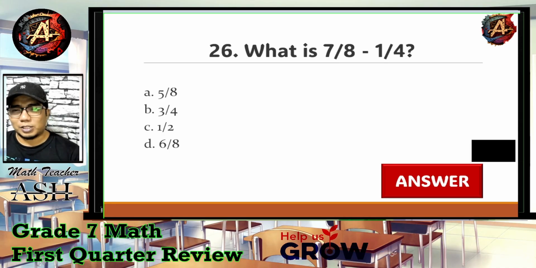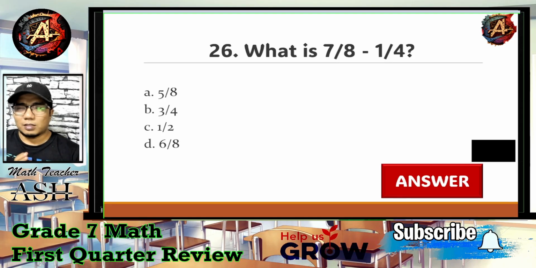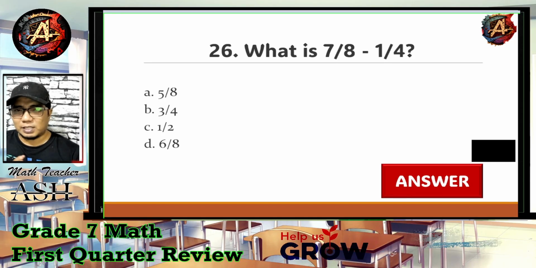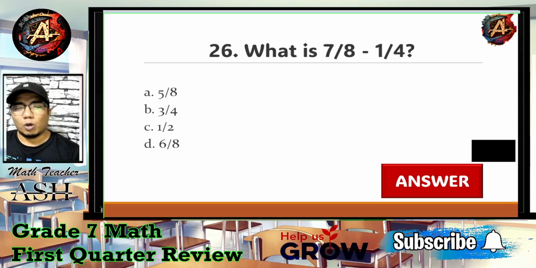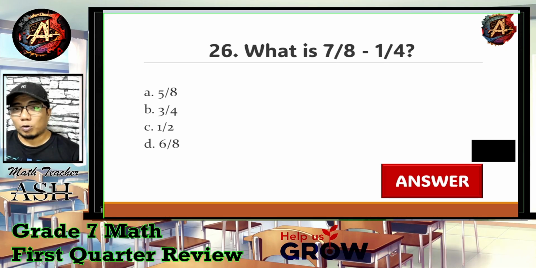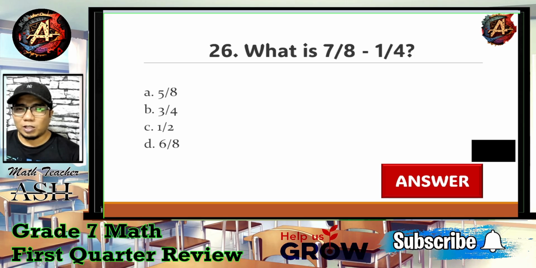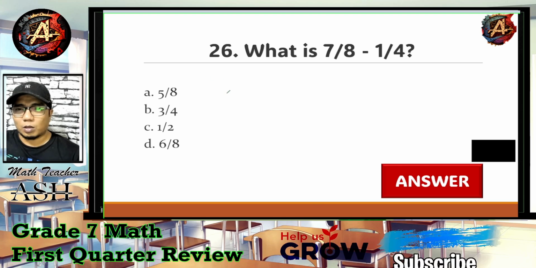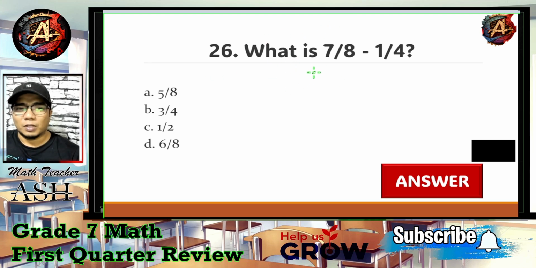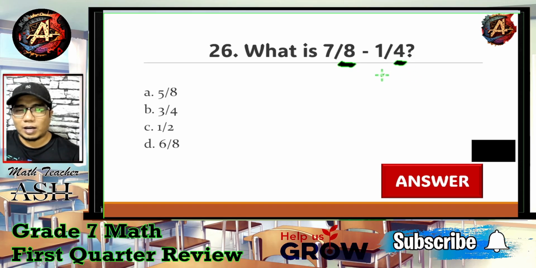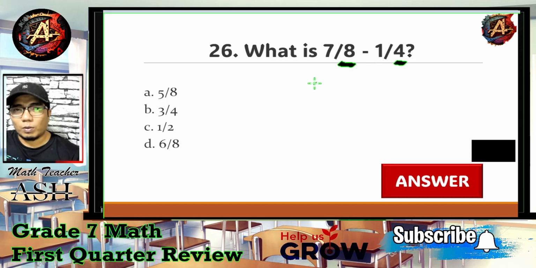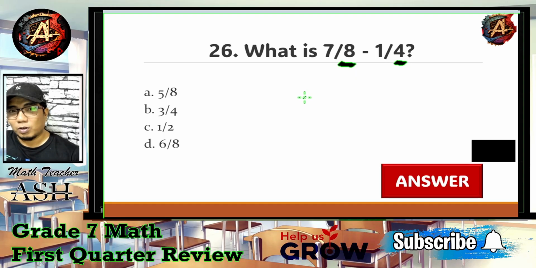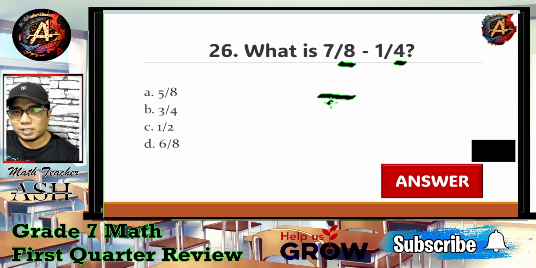Okay, my dear math learners, in solving subtraction of dissimilar fractions, what you need to do is to use the LCD, the least common denominator. You need to make the two fractions have equal denominators. Okay, so how do we do this? We have here 8 as the denominator and 4 as the denominator. So 8 and 4. What is the least common multiple of 8 and 4? That is, of course, 8.